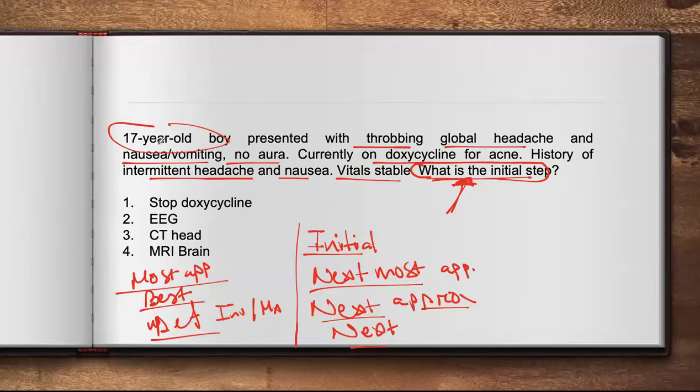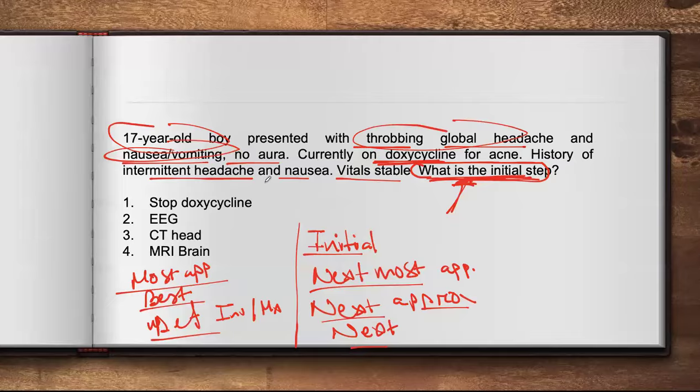So what I normally ask my candidates to do is read the question very quickly because you don't have a lot of time. So read the question very quickly and then find out what the question is asking for, and then again come back. Now, if I'm coming back to this question, I know this is a 17-year-old boy. What's the presentation? Throbbing headache with nausea, vomiting. I can see they gave a medication, which is doxy for acne. There is a history of intermittent headache and nausea.